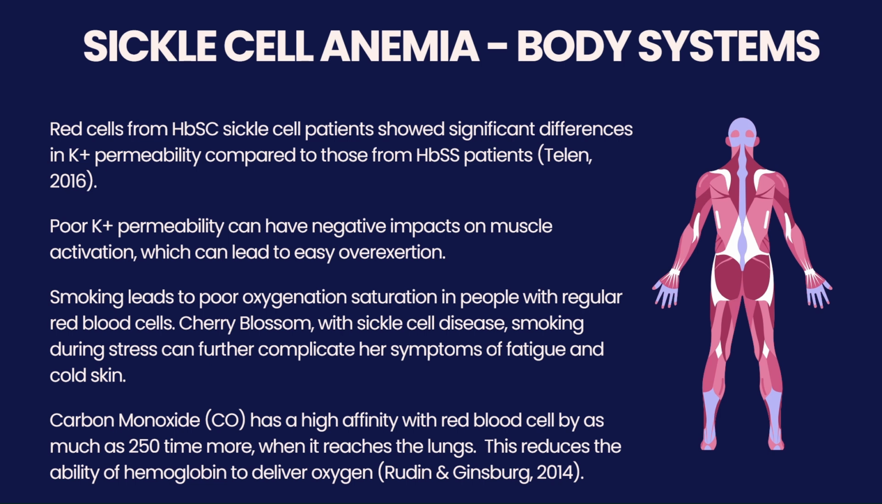Smoking leads to poor oxygen saturation in people with regular blood cells. In the case of Cherry Blossom, having sickle cell disease, smoking, even during stress, can further complicate her symptoms of fatigue and cold skin. This is because carbon monoxide has a high affinity with red blood cells, almost as much as 250 times more than oxygen does when it reaches the lungs. This reduces the ability of hemoglobin to deliver oxygen to the rest of the body, because instead of oxygen binding to the hemoglobin, carbon monoxide will.